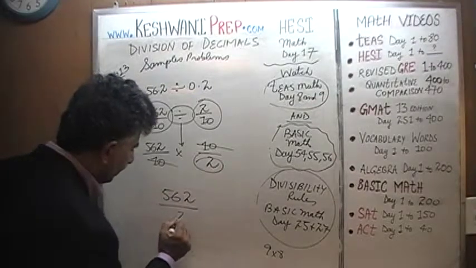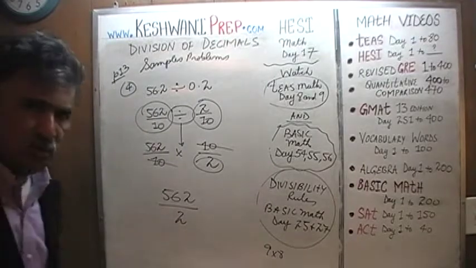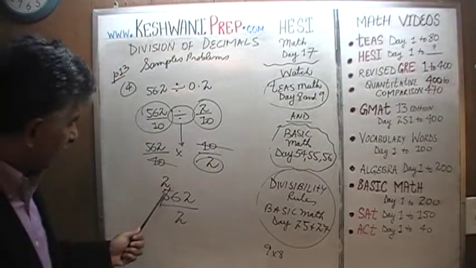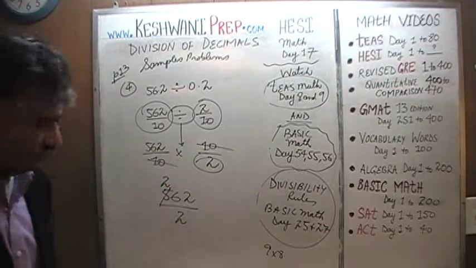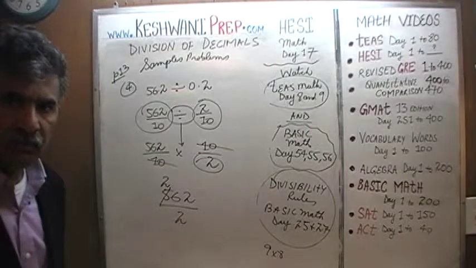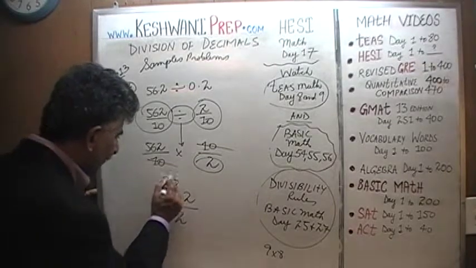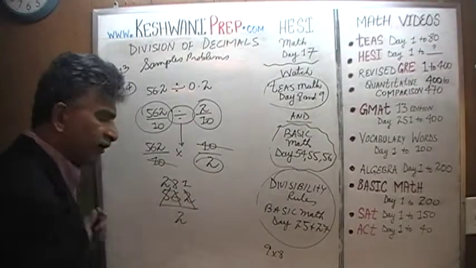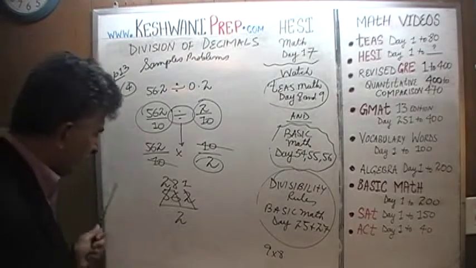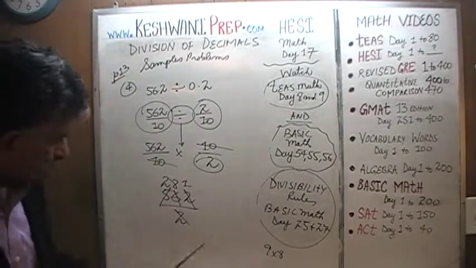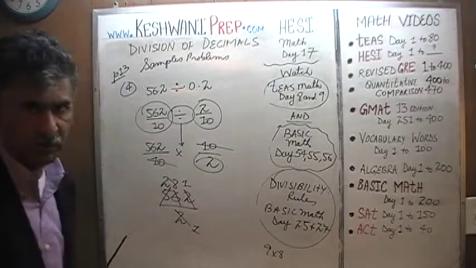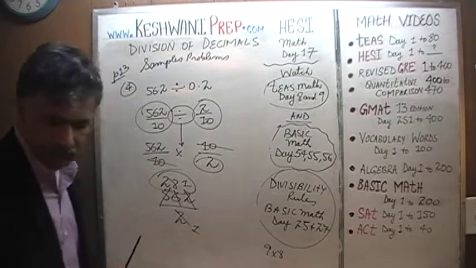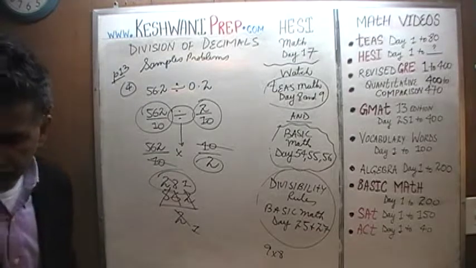562 divided by 2, which is very simple. Let's do it. How many 2's does 5 have? 5 has 2 2's. The remaining one goes and joins the 6 and becomes 16, and 16 has 8 2's. This 2 has 1 2 also, and that's it. Since we divided the top by 2, we must divide the bottom by 2, and the 2 goes away. If you want, you can write down 1 here, but it doesn't serve any purpose. 281 divided by 1 is still 281. The answer is 281. Let's do the next one, shall we?